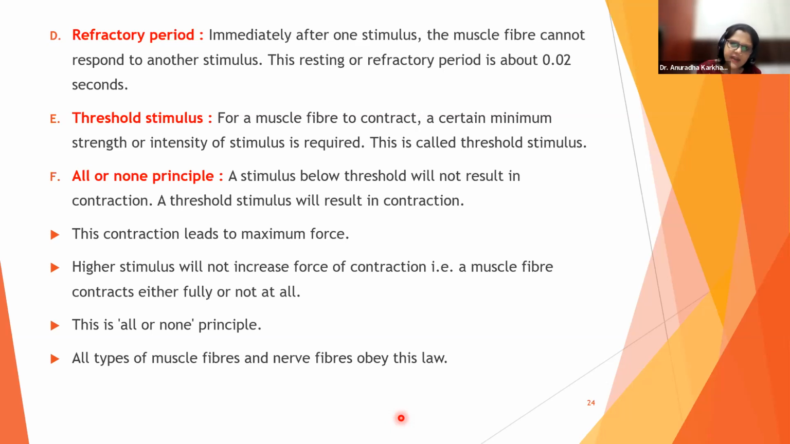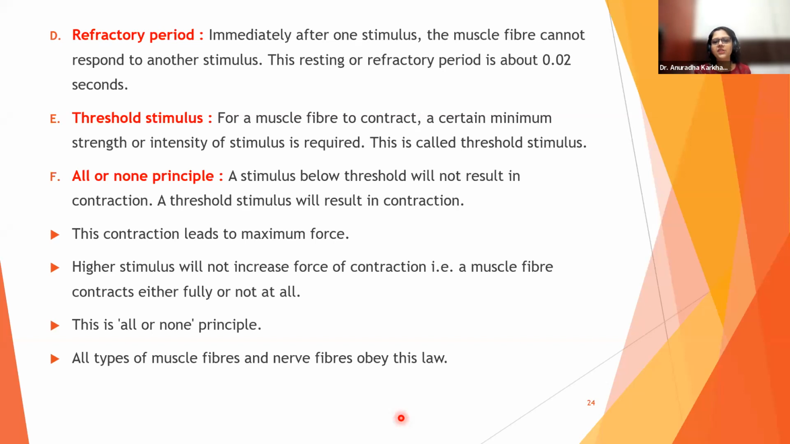So it may generate an action potential, but it may not cause the release of calcium ions to such a great extent that troponin will be removed from actin. So that particular stimulus is of no use. The minimum stimulus required to cause calcium to be released into the sarcoplasm is called the threshold stimulus.